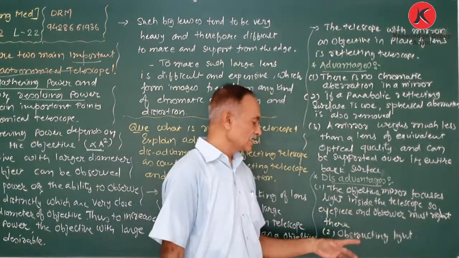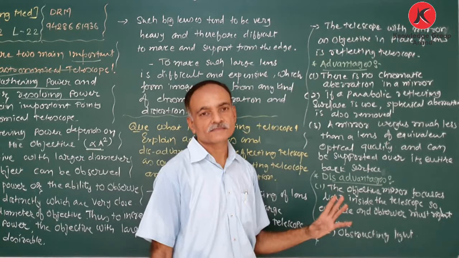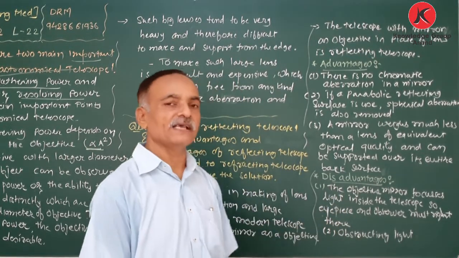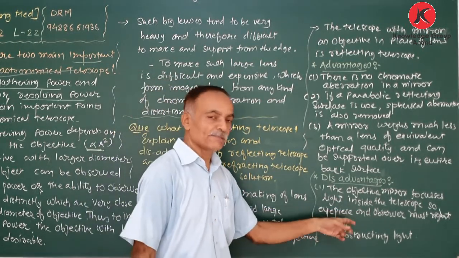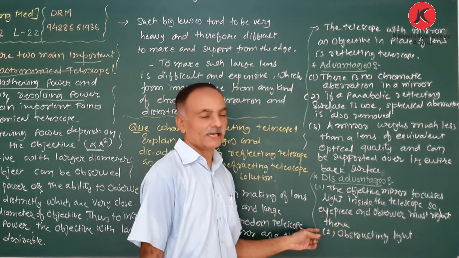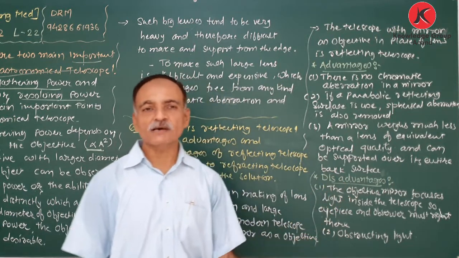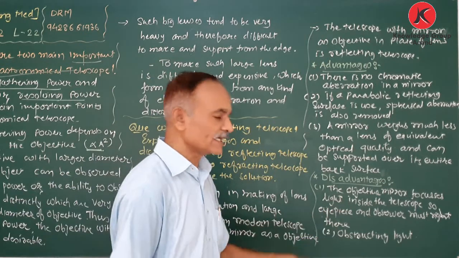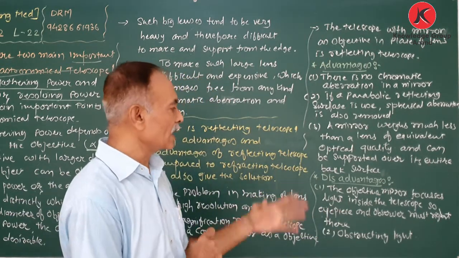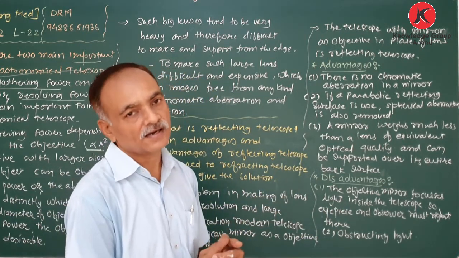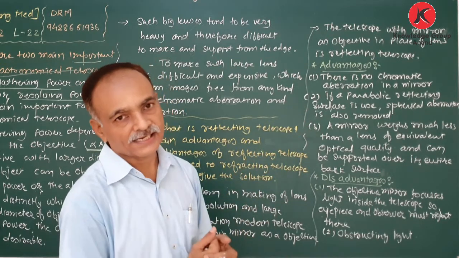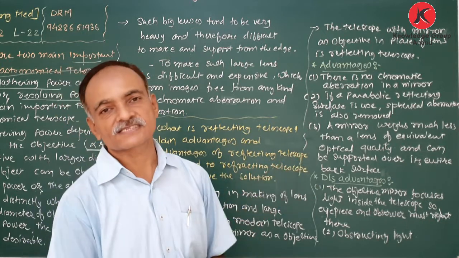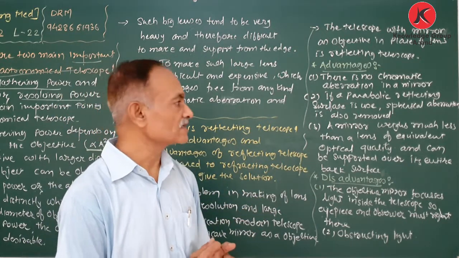And the second is obstructing light. The observer or the eyepiece is placed inside, at the principal focus of the mirror. So what happens? Some part of the light is obstructed. Therefore, obstructing light. So these two are the disadvantages of the reflecting telescope. Clear this? So frequently an objective question may be asked from these two questions and answers.